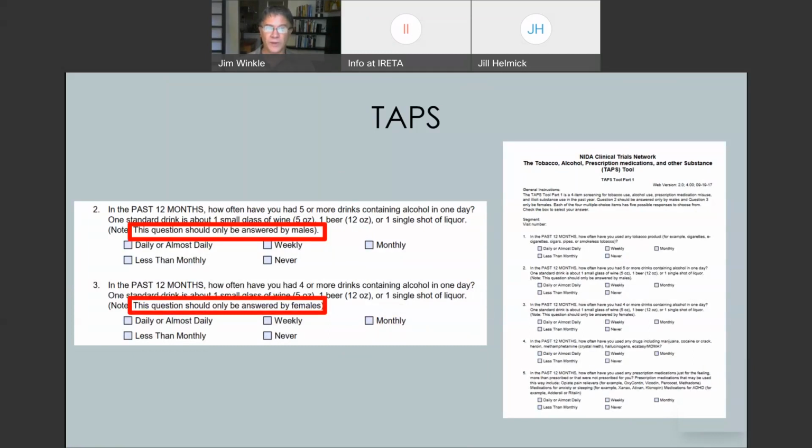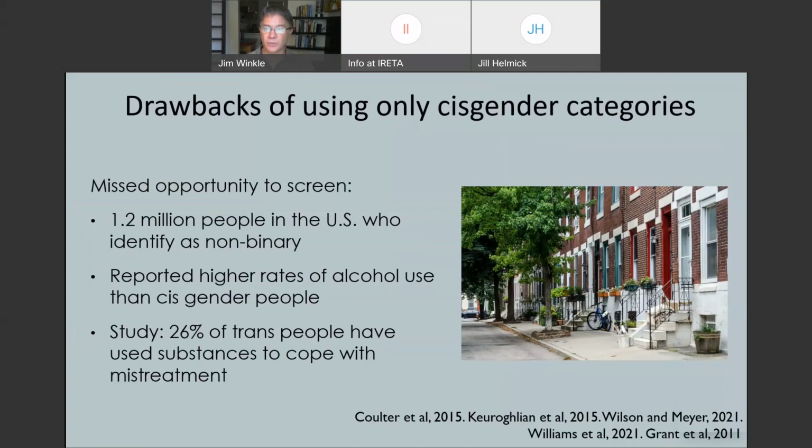So what's the problem with this? Well, the problem is, first of all, if we exclude trans and non-binary people, that's too bad because there's a lot of them. A recent well-done survey that was published last year, I think, or just a few months ago, identified 1.2 million people in the U.S. who identify as non-binary. So that's 1.2 million people who are excluded from those screening tools. And a couple studies show that this population, trans and non-binary folks, have higher rates of alcohol use than cisgender people. So that's not great if we're excluding them.